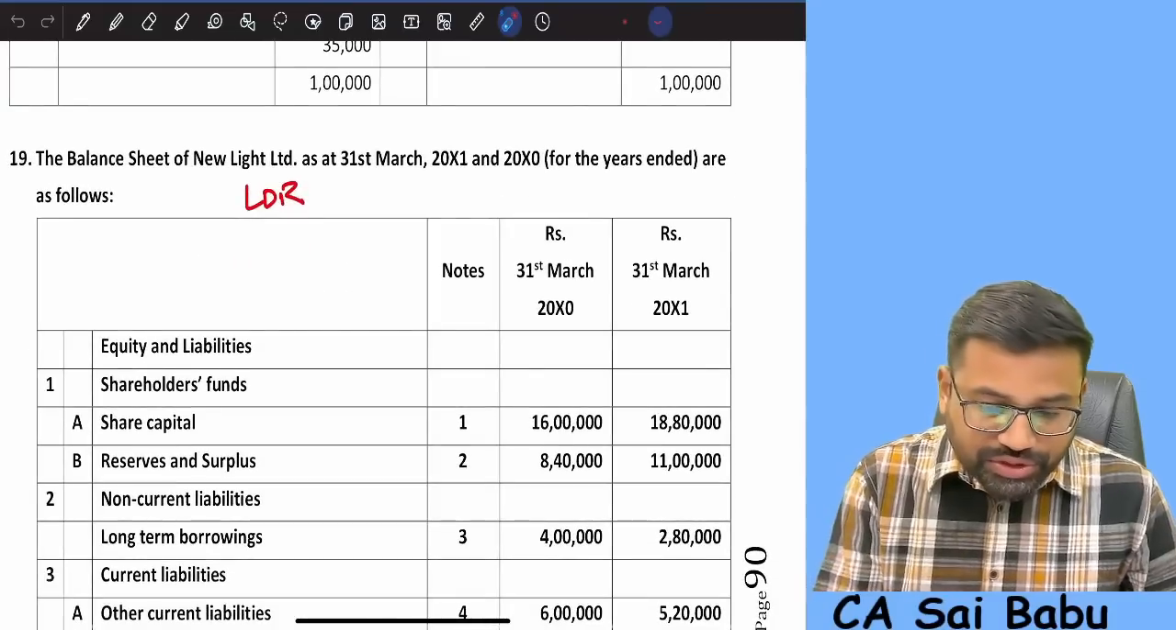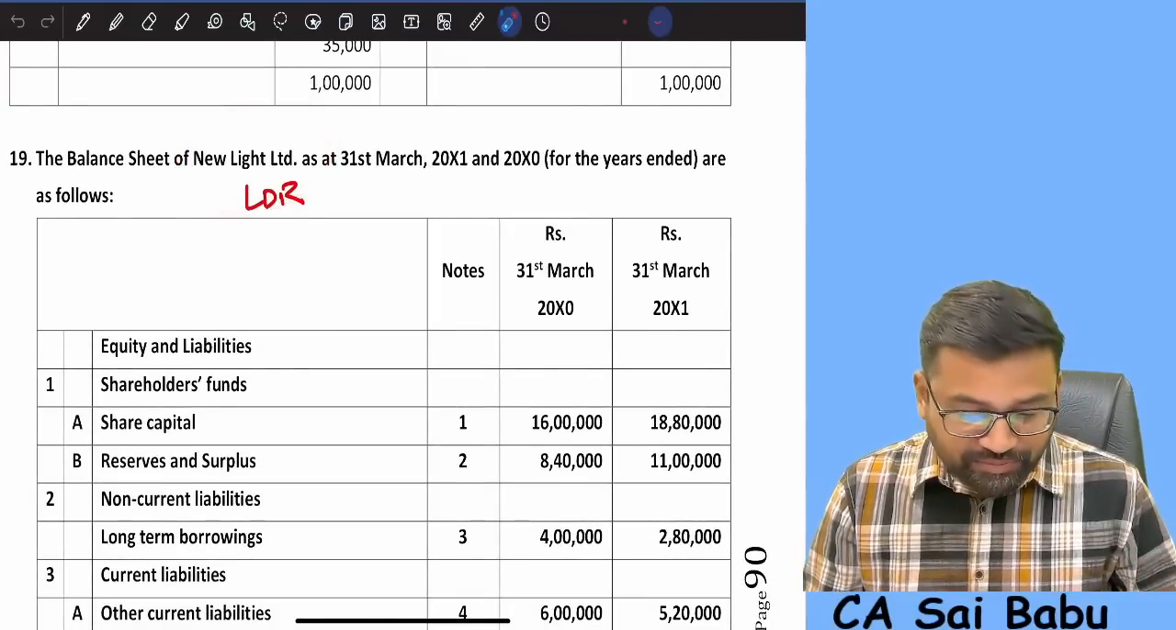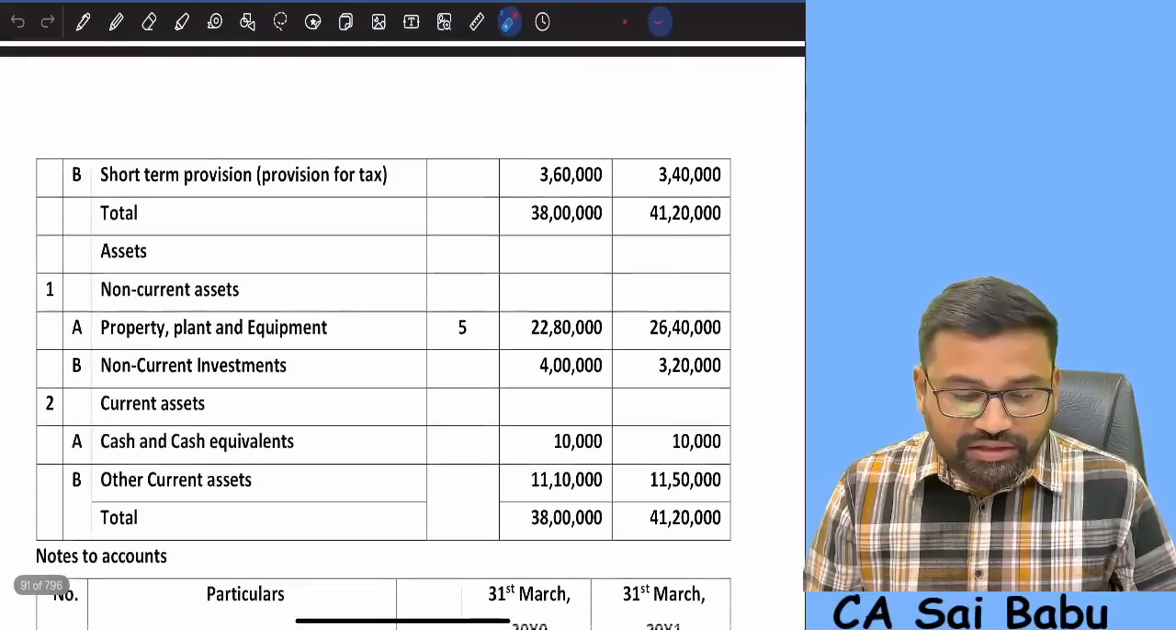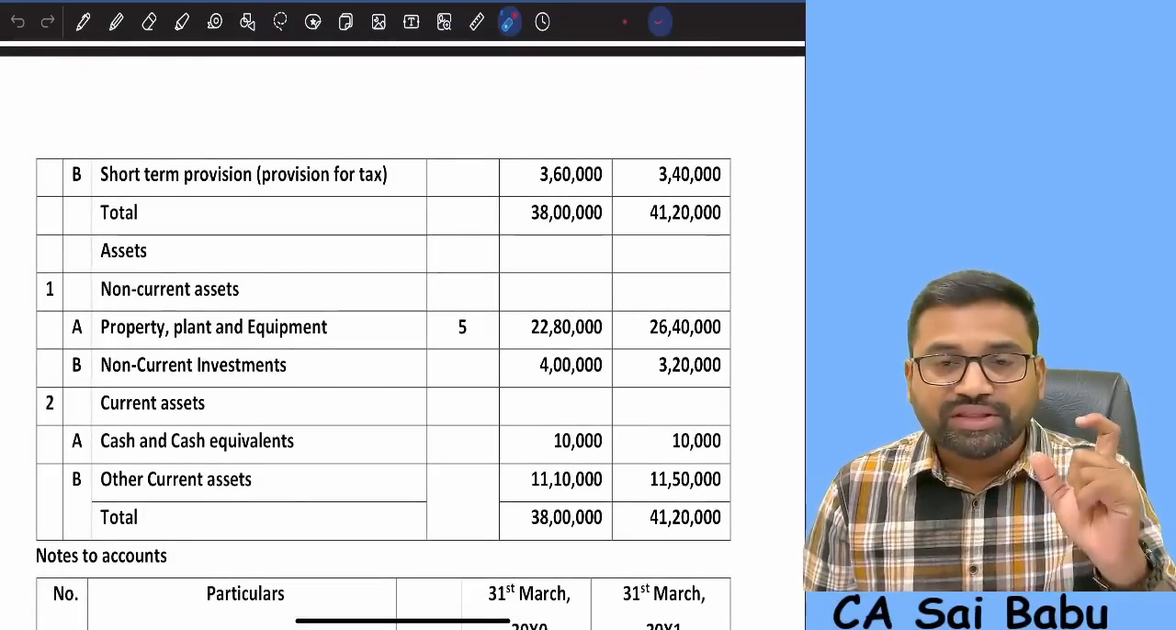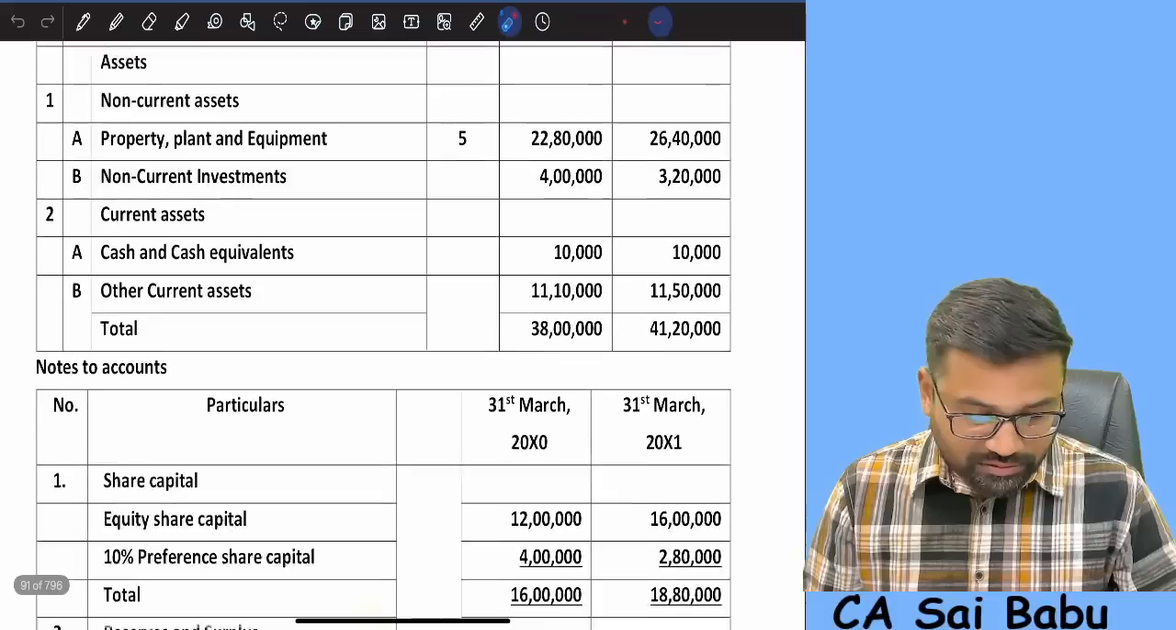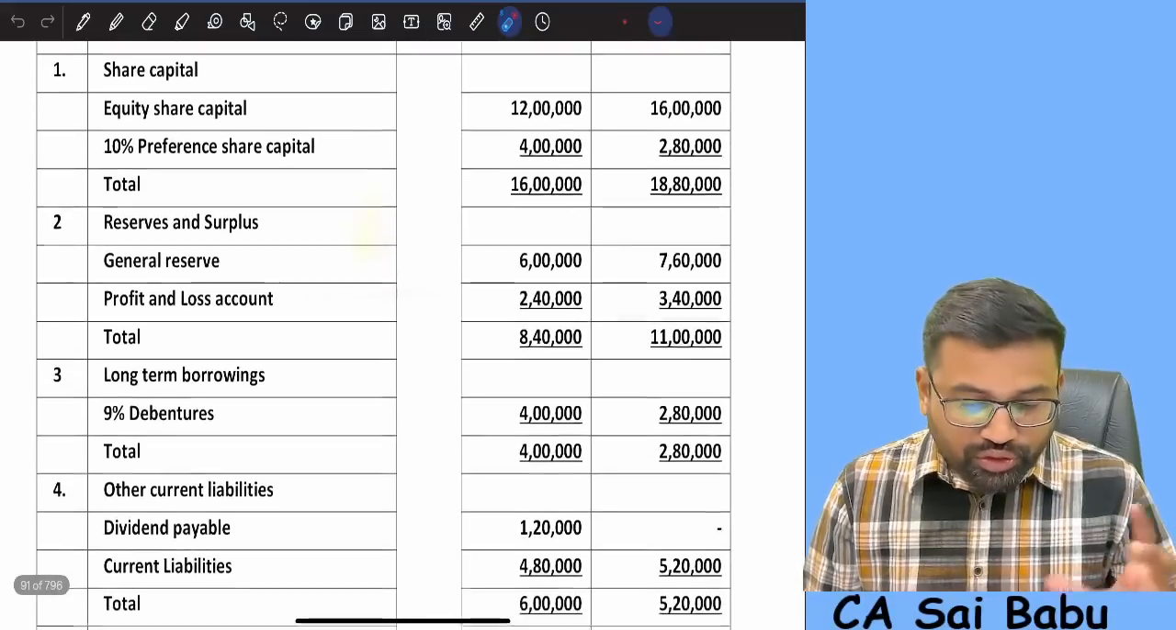New light limited question. In this question also, same thing, sir. We need to ascertain cash flow statement under indirect method. So first we will start with the net profit before tax. But we don't know net profit before tax.